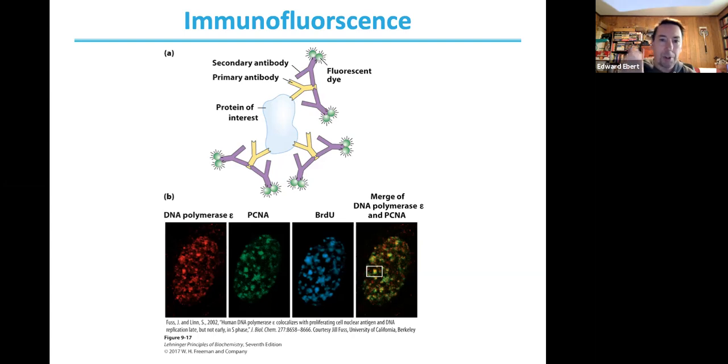So it's kind of like a fishing interaction. Does this protein interact with another protein? We can tag both those proteins and then see if our fluorescence overlaps.